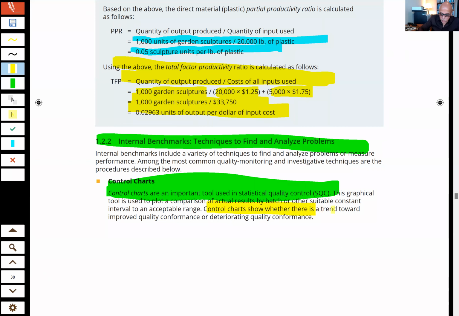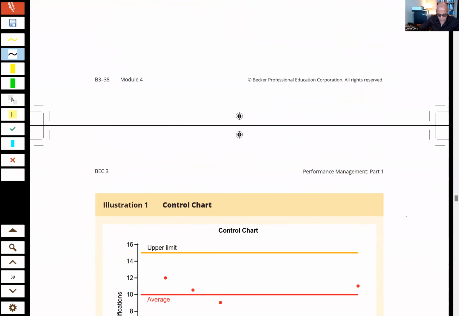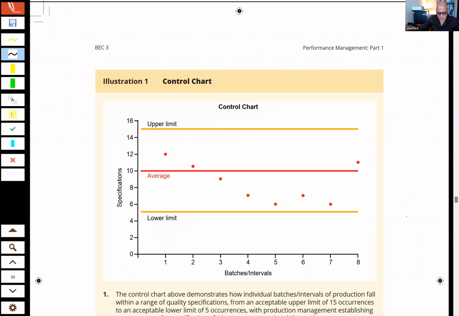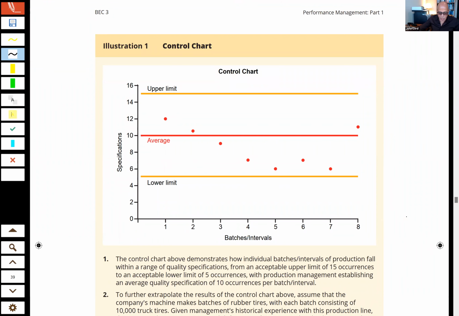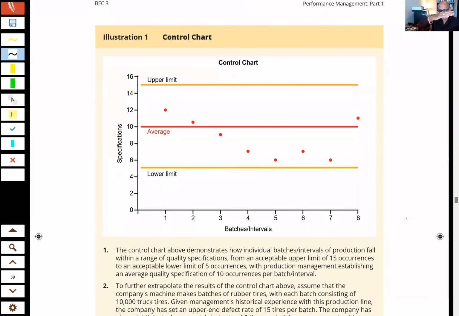Okay, so control chart. Control chart is kind of interesting in that it shows whether there's a trend towards improved quality or deteriorating quality. So you take a look at this example, this control chart over here, and this company has set an average of 10, and these are defects on, I guess it's tires or something, right? And what they want to do is try to drive those defects down. And they certainly don't want them up over that upper limit. But notice we also set a lower limit. And you sit here and say, well, why would you set a lower limit? Wouldn't you want it to be just zero? Okay.